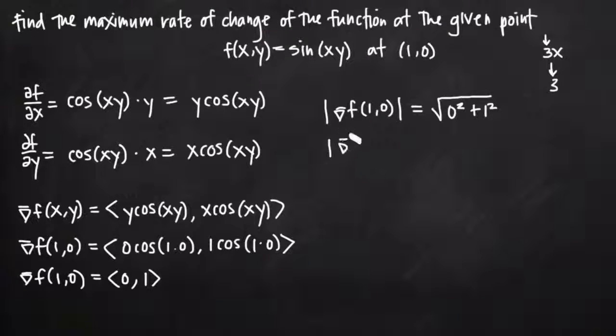Then we say that the gradient of f at 1, 0 is equal to, here obviously we just get 0, 1 squared is 1, the square root of 1 is just 1. So what this tells us is that our final answer is that the maximum rate of change is equal to 1, and that maximum rate of change occurs in the direction of the gradient vector, which is the vector 0, 1.